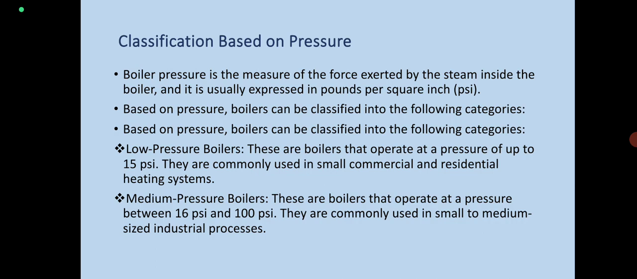Low pressure boilers. These are the boilers that operate at a pressure of up to 15 psi. They are commonly used in small commercial and residential heating systems. Medium pressure boilers. These are the boilers that operate at a pressure between 16 psi and 100 psi. They are commonly used in small to medium sized industrial processes.